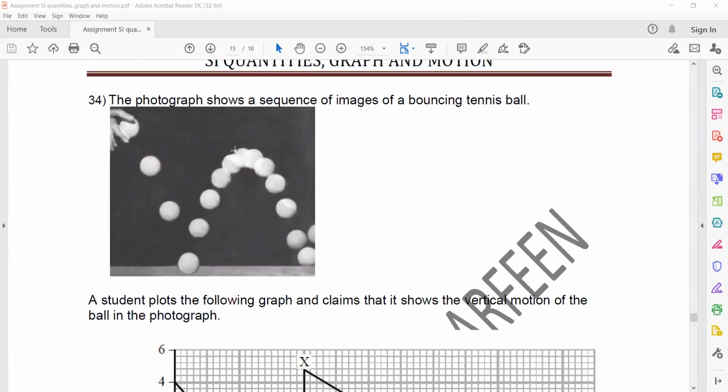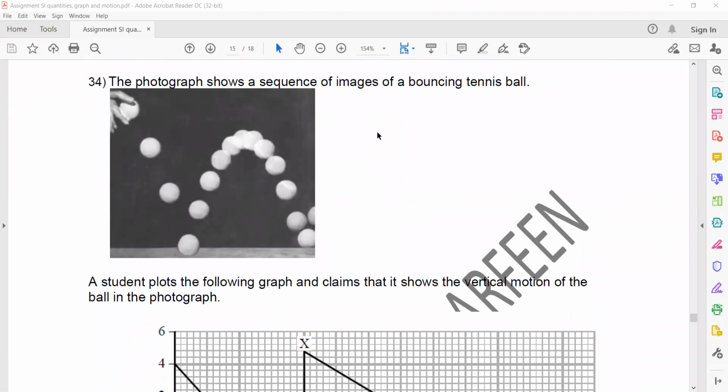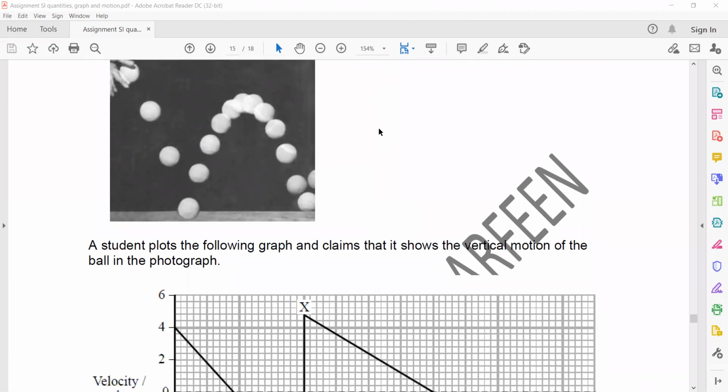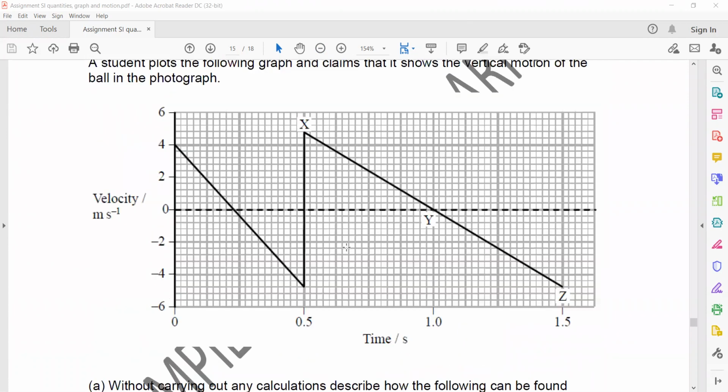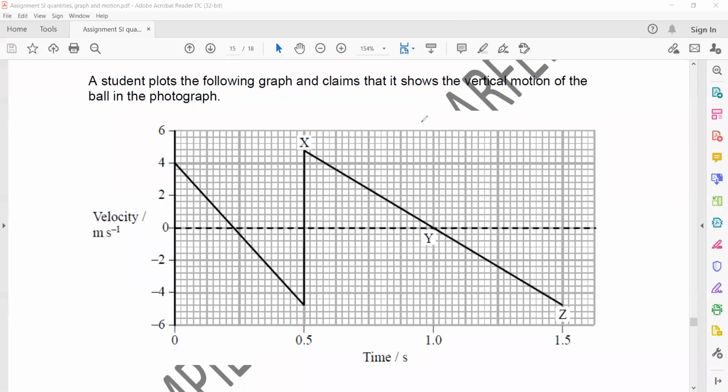The next question: the photograph shows a sequence of images of a bouncing tennis ball. A student plots a graph and claims that it shows the vertical motion of the ball. So the graph is shown. For a velocity-time graph, the slope or gradient represents acceleration. If acceleration is the same, the gradient should be the same, and the angle with the x-axis should be the same. But you can see in the graph, if I label these lines as AB and XZ, they are not parallel, which means they have different gradients.